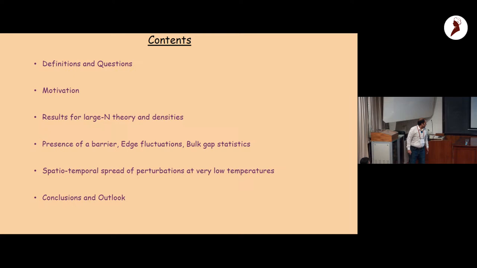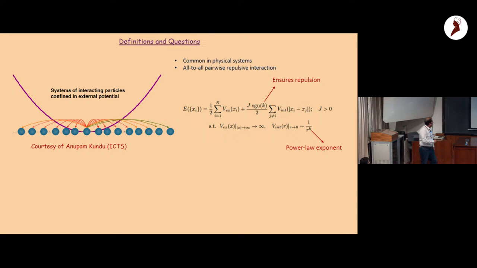So let me start with definitions and questions. The system we are interested in is a bunch of particles which are confined in an external potential, and they are interacting. So this is all-to-all pairwise repulsive interaction. And what we assume about this interaction is that it is a pairwise interaction, and when xi minus xj is small, it becomes like a power law. The example that Herbert spoke about in the morning, 1 over sinh squared of xi minus xj, falls under this category. And with respect to external potential, we can in principle study a variety of external potentials, and they should basically be bounded below, and they should go to infinity as mod x goes to infinity. So this is the broad model that we are interested in.